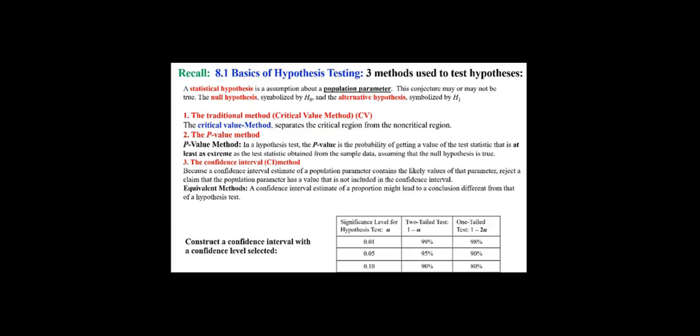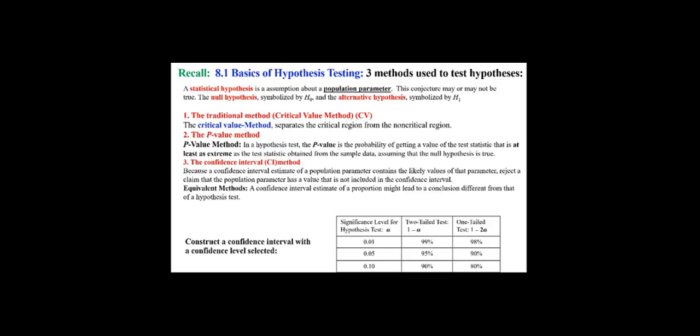We have three methods. The traditional method uses the critical value. The P-value method compares the p-value with alpha. So in the first method, we compare two numbers. In the second method, we compare two areas. So numbers versus areas. Now, constructing a confidence interval, we have those significance levels.